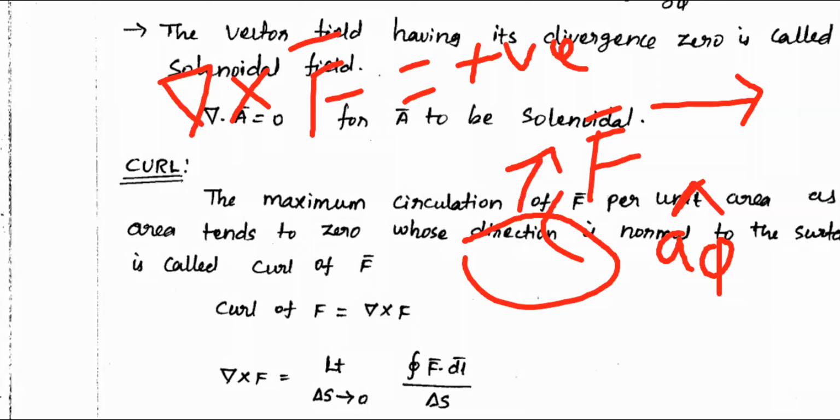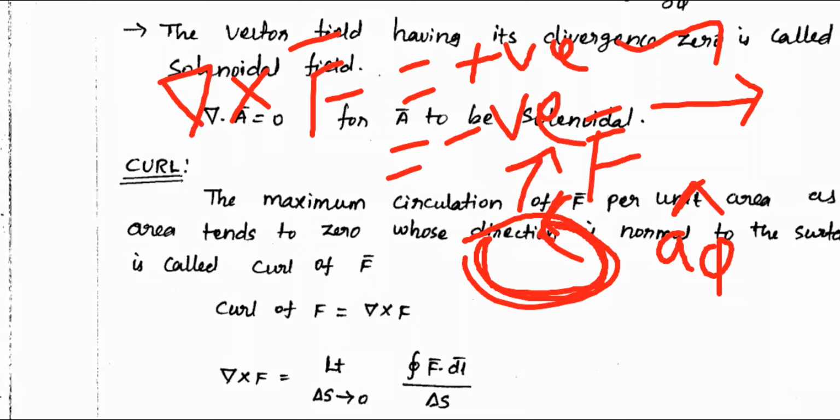If your vector is rotating in an anti-clockwise manner, then your cross product is positive. If it is going the opposite way, in a clockwise direction, then your answer will be negative. And in some cases, if the vector does not have any rotational capability, it simply goes in some direction. Then if you calculate the circulation, definitely it is zero.